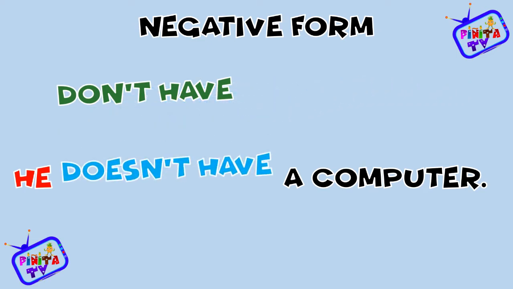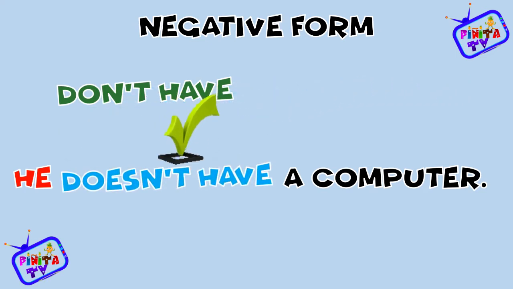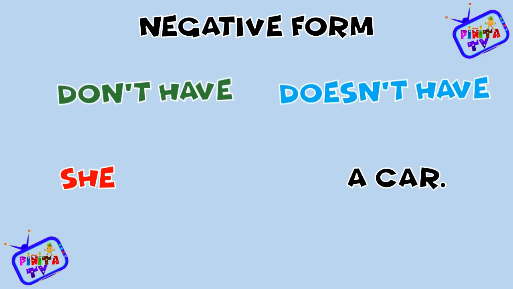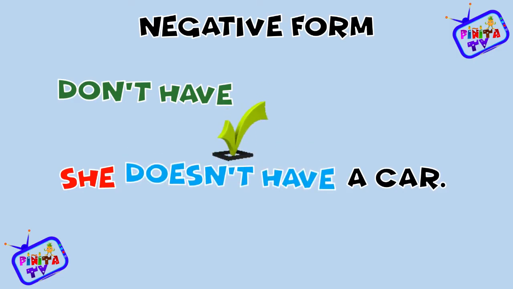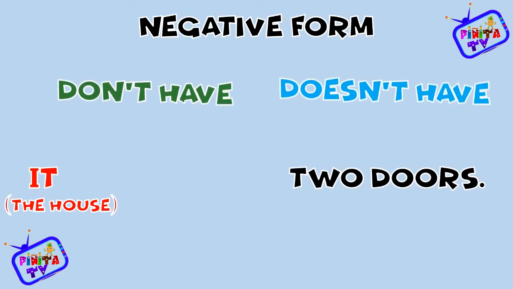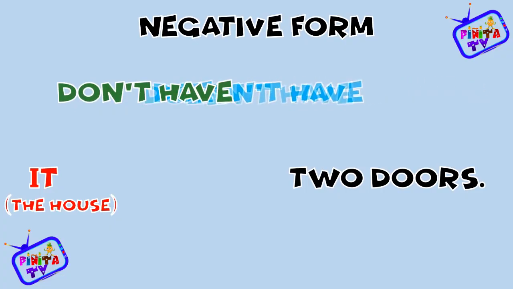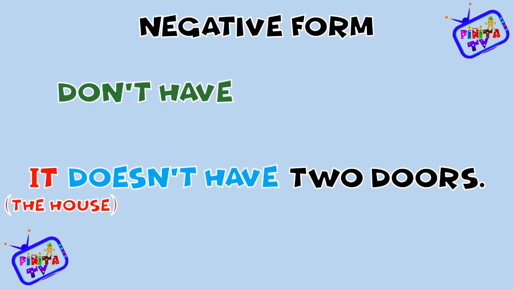He doesn't have a computer. Don't have or doesn't have. She doesn't have a car. Don't have or doesn't have. It doesn't have two doors.